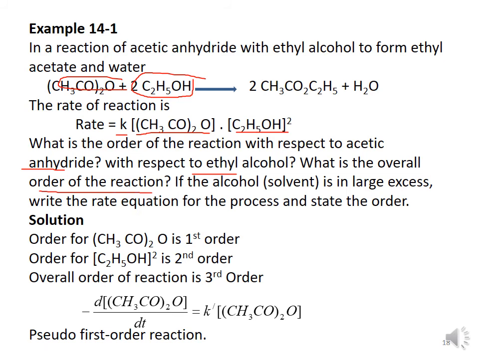And if the alcohol is in large excess as a solvent, write the rate equation for the process and state the order. With respect to acetic anhydride, the order is first order. With respect to ethanol, it is second order, and the overall order of the reaction is third order. If the alcohol is the solvent, it is considered a constant, so the alcohol concentration will not change considerably with time. Therefore, the reaction would be a pseudo first order reaction.